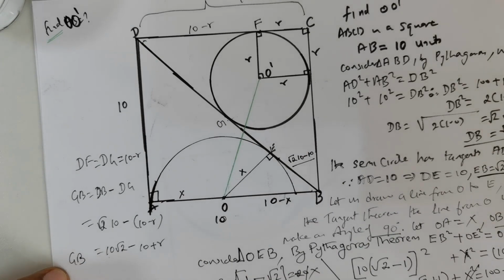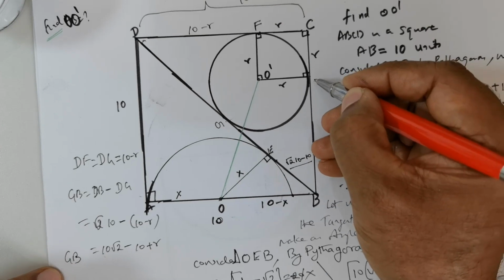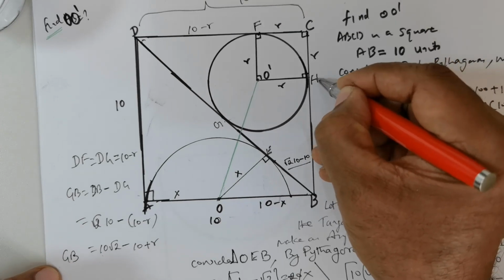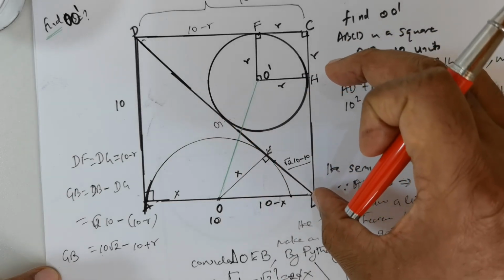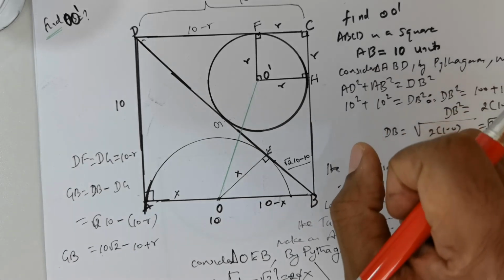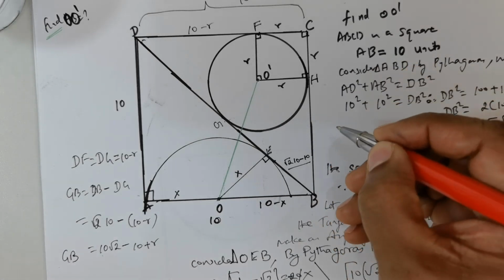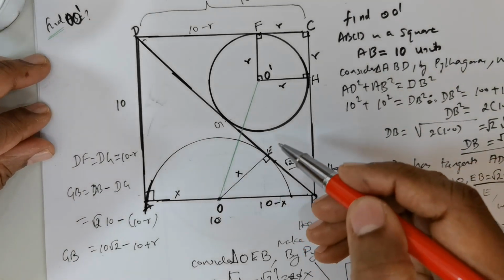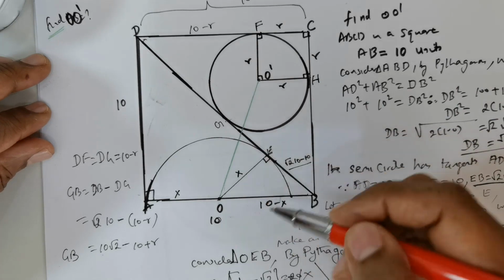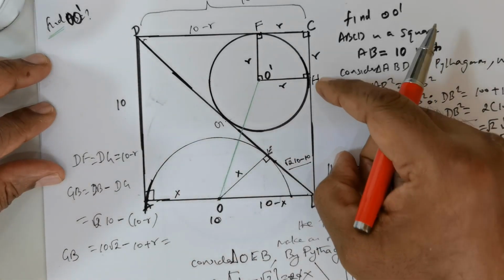After getting this GB, it is imperative to understand that there is also a point of tangency over here, GH. So GB will be equal to HB. That is also an important observation. What we have to do is evaluate and get the value of R. So we need to apply some deductions that we see from the figure. As I mentioned, GB is equal to HB.